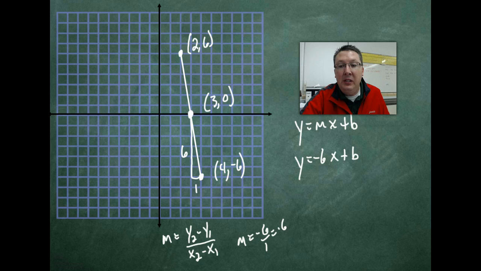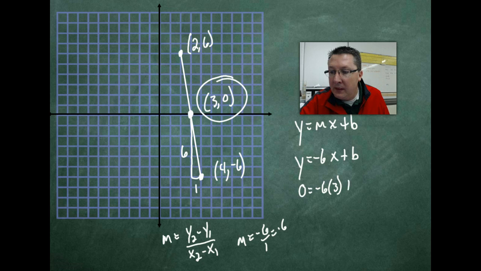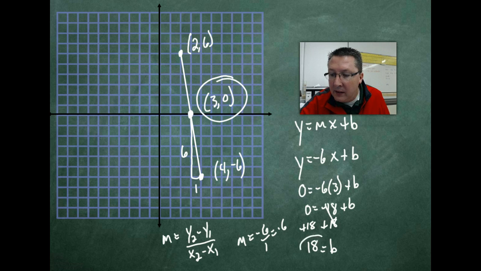To find b, we take one of these three ordered pairs that we just found and plug in the x and the y value. If I were doing the problem, I would choose 3, 0, because 0 is an easy one to deal with. So my y value is 0, and I plug in the x value of 3, times negative 6, plus b. Now I solve for b. This is 0 equals negative 18 plus b. I add 18 to both sides, and I get b is 18.